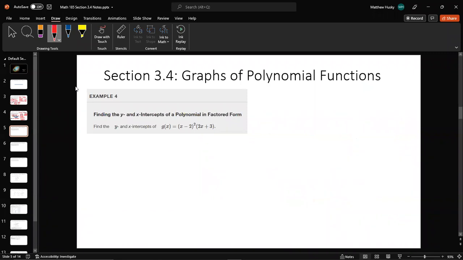Find the y and x-intercepts of the polynomial in factored form. All right, so like before, the x-intercept, just to reiterate, is where y equals 0. And so we've been doing this, and this problem is actually kind of nice because since they've already factored it for us, we actually have less work we have to do. So that's kind of convenient. You've got (x minus 2) squared times (2x plus 3), so it's already factored.